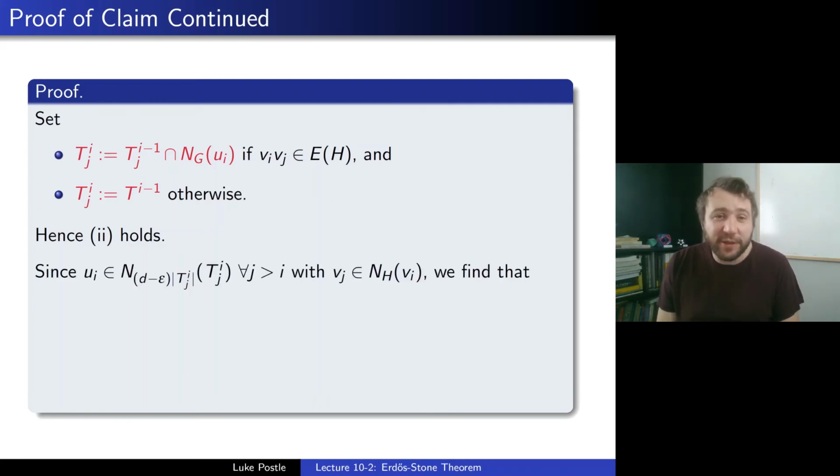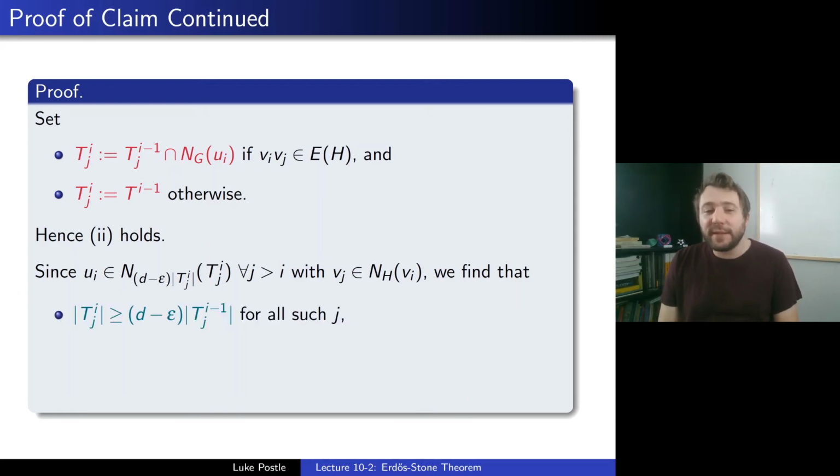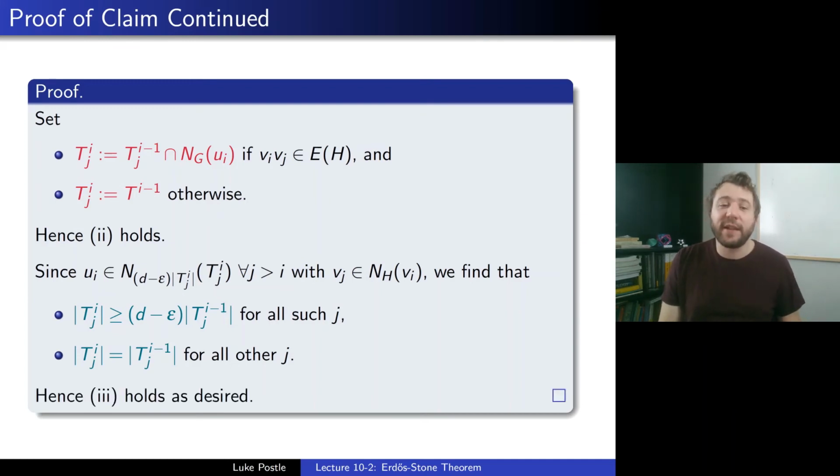And now you just have to check the sizes. So since we made sure that Ui had many neighbors in the Tij, then we're basically done. We're going to get that your Tij there has at least T_{i-1} times a d minus epsilon factor for all such j. And then if you're not a neighbor, then you don't have to do anything. You're not changing the size, so that's okay. And so either way, it turns out that condition 3 holds as desired. So that proves the claim, which proves the blow-up lemma. And then we're done. So that's the blow-up lemma.